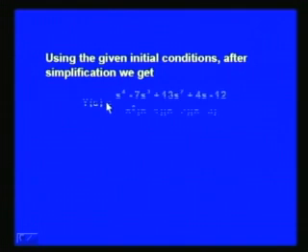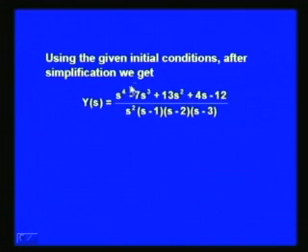Now, let us use the given initial conditions, that is y(0) equal to 1 and the initial condition for y'(0). We will get that Y(s), after simplification, comes out to be (s^4 - 7s^3 + 13s^2 + 4s - 12) over s^2 (s - 1)(s - 2)(s - 3), which is a rational function of s and is a proper fraction.